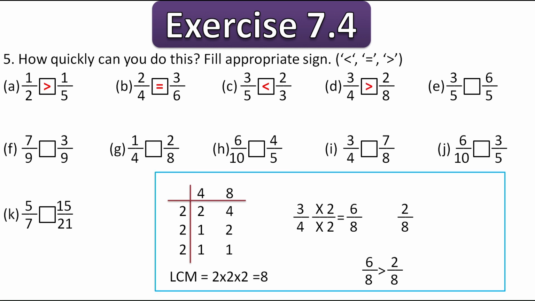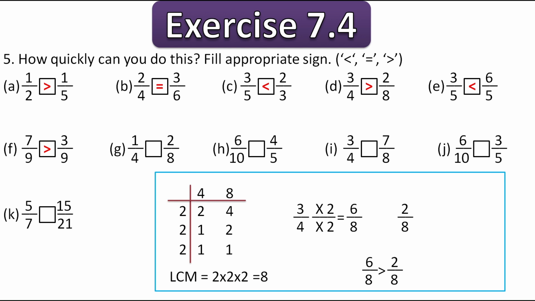Okay, now in fifth one, here we have same denominator. So as per the rule number 1, 3 upon 5 is less than 6 upon 5. Now here again we have same denominators. So 7 upon 9 is greater than 3 upon 9.